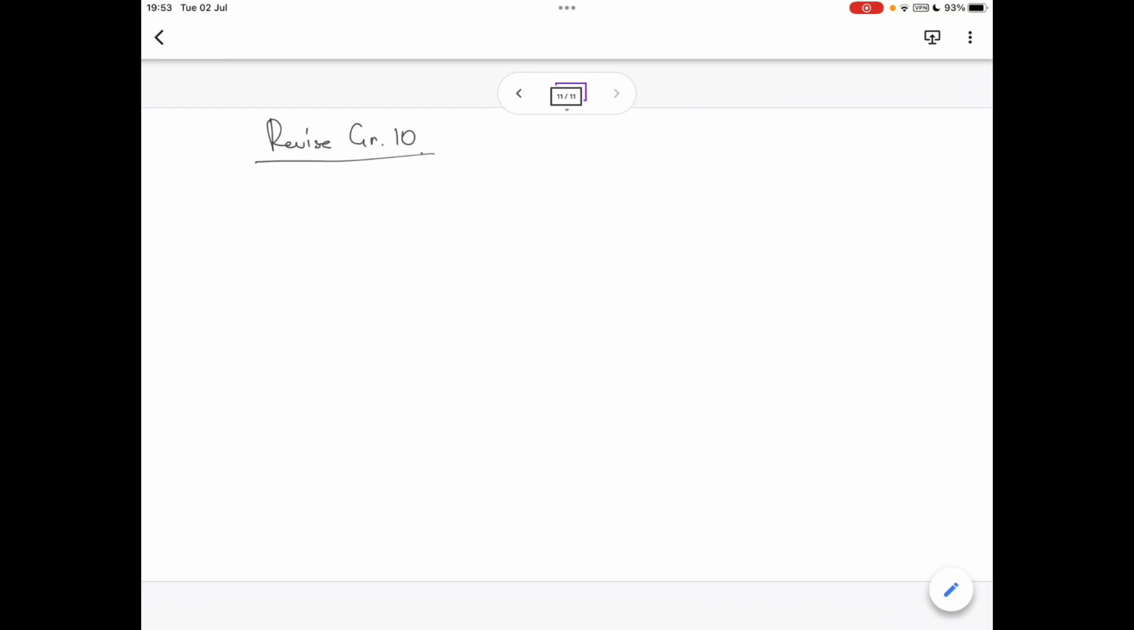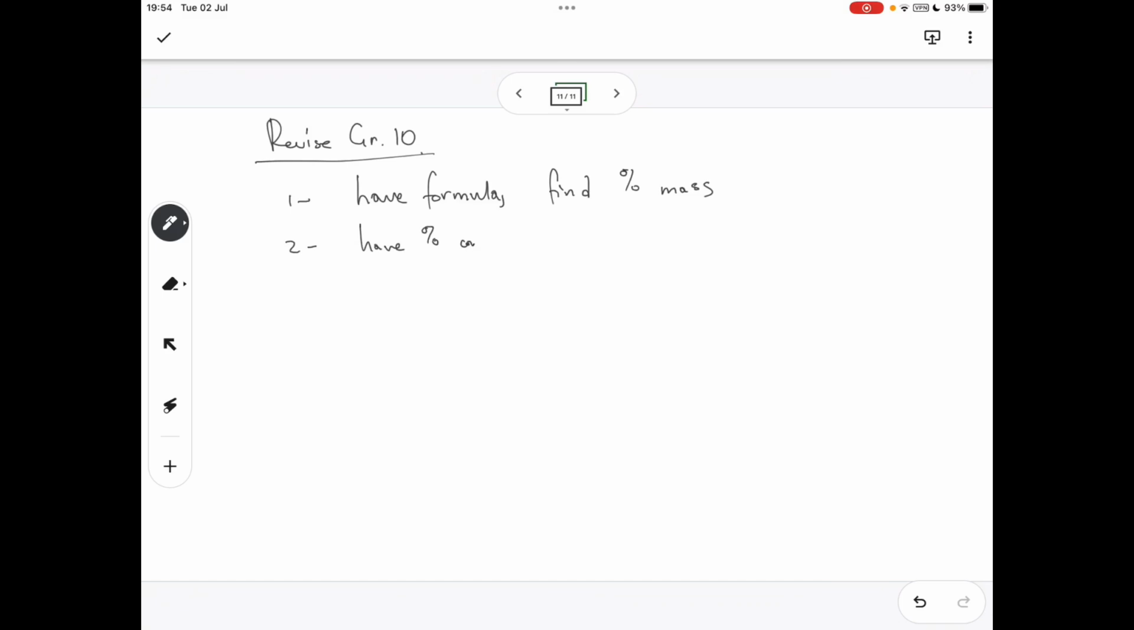So the 4 types of problems for empirical and molecular formula in grade 10 are: 1, we have a formula and must find percent mass. The second type, we have percentage composition, and we must find a formula. 3, we will be given products and we must find one reactant.